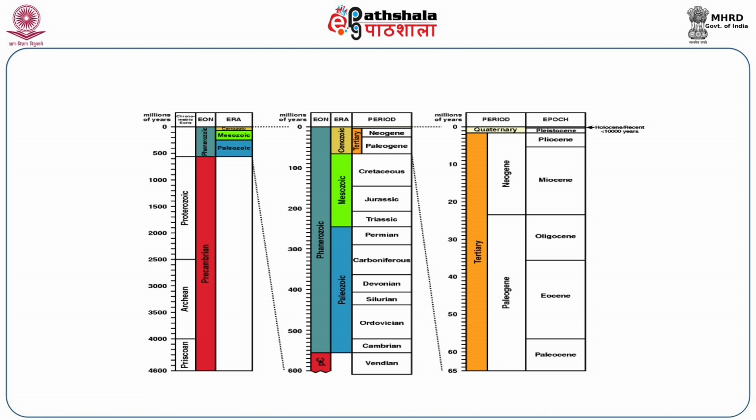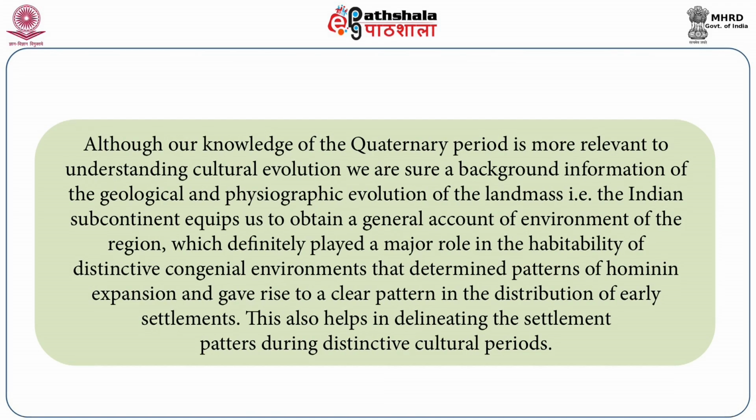Paleogene has been subdivided into Paleocene, Eocene, Oligocene, and Neogene includes Miocene and Pliocene. End of Pliocene marks the beginning of the Quaternary period, and Quaternary period is further subdivided into Pleistocene and Holocene epochs. The evidence for the earliest human ancestors is now documented from geological formations belonging to later part of the Miocene and Pliocene, and during the early Quaternary, we see the full-fledged development of human ancestors who were also capable of making stone tools.